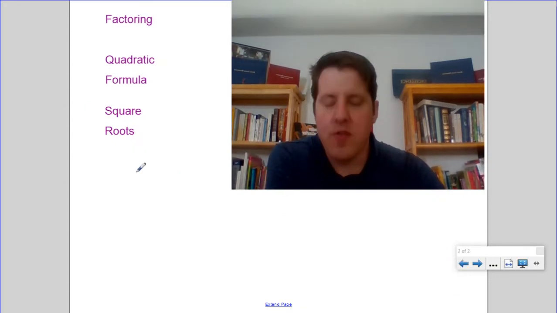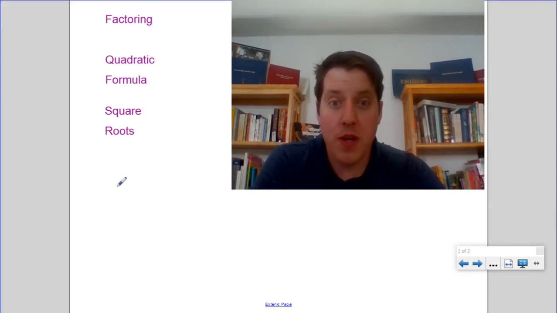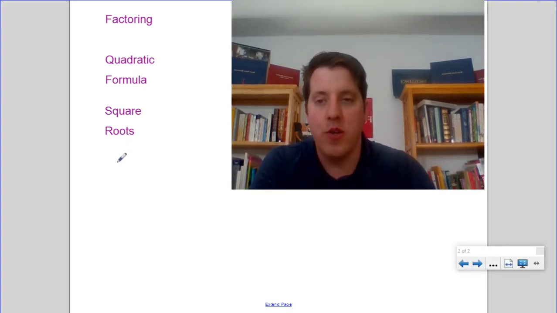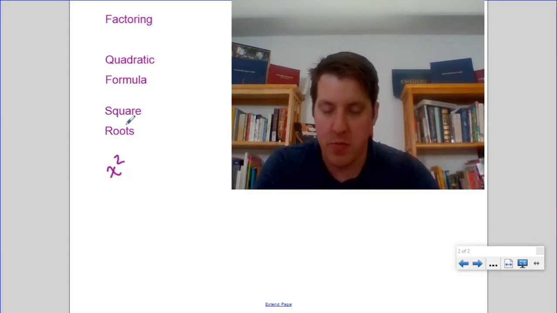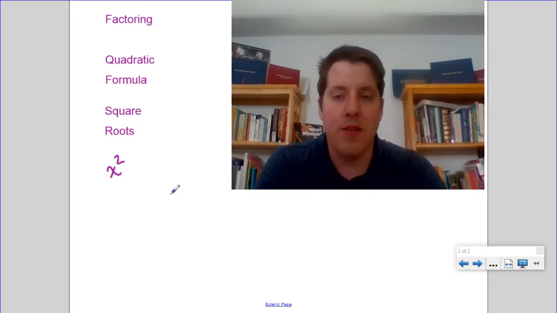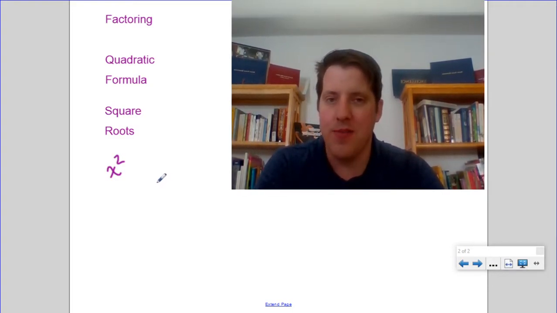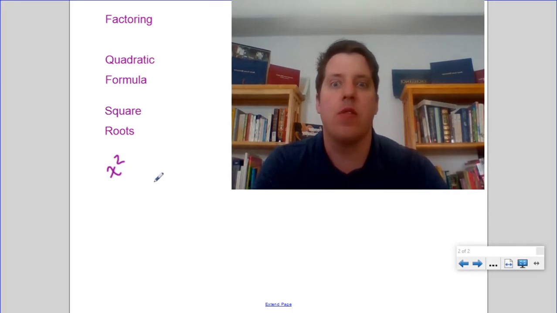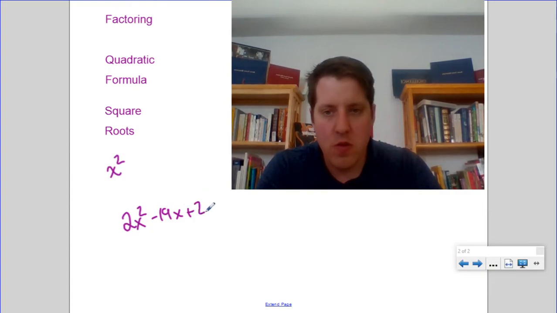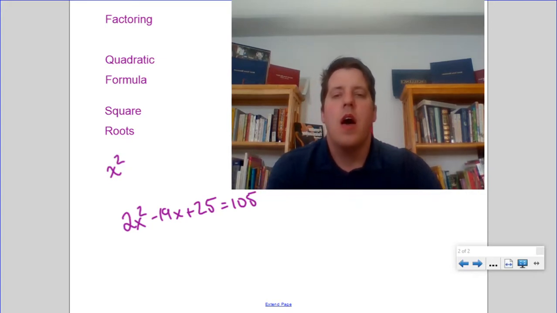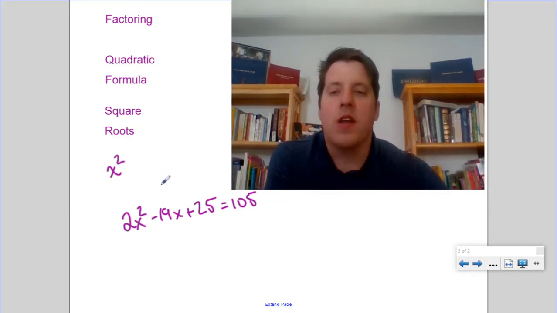So next I might want to solve using the quadratic formula. The quadratic formula works for any quadratic equation. Remember, a quadratic equation is something that has an x squared in it and no bigger exponents. So it can have an x, it can have constant terms, but it cannot have an x cubed or an x to the 7th or anything like that. So I could take this equation, 2x squared minus 19x plus 25 equals 105. And I could solve this equation by using the quadratic formula.